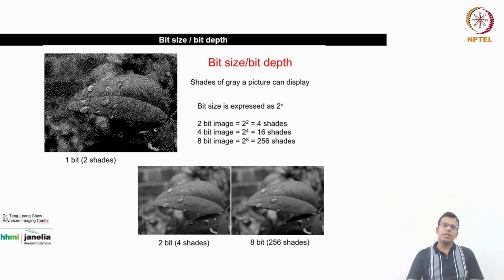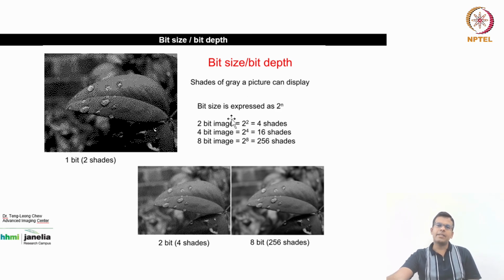Okay, so many times we discuss the bit size of the image. So what is a bit size? Let's say this is a 1-bit image, so it has only two shades, black and white. Okay, then this is a 2-bit image, so it has 4 shades. And this is an 8-bit image, so it has 256 shades. So basically bit size represents the shades of gray value a picture can display.